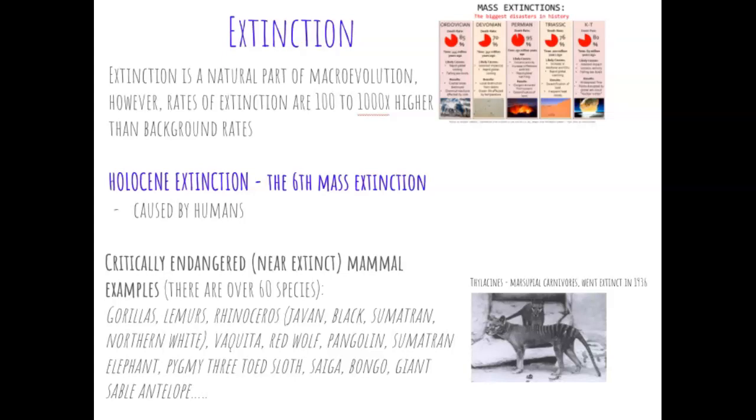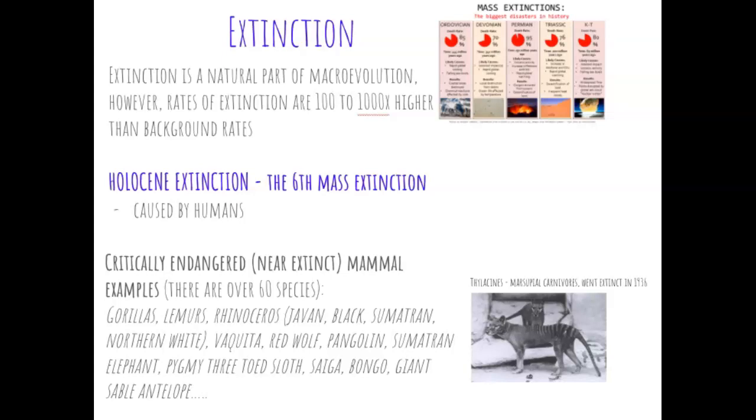We're currently in the middle of the 6th mass extinction, called the Holocene extinction. This one is different because it's caused by human activities. And so it's those activities of humans, habitat loss, pollution, and climate change that are causing all of these species to become endangered and go extinct.